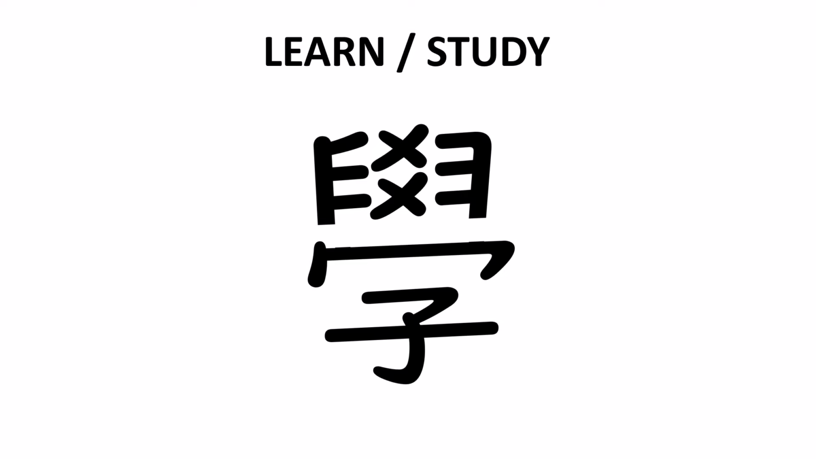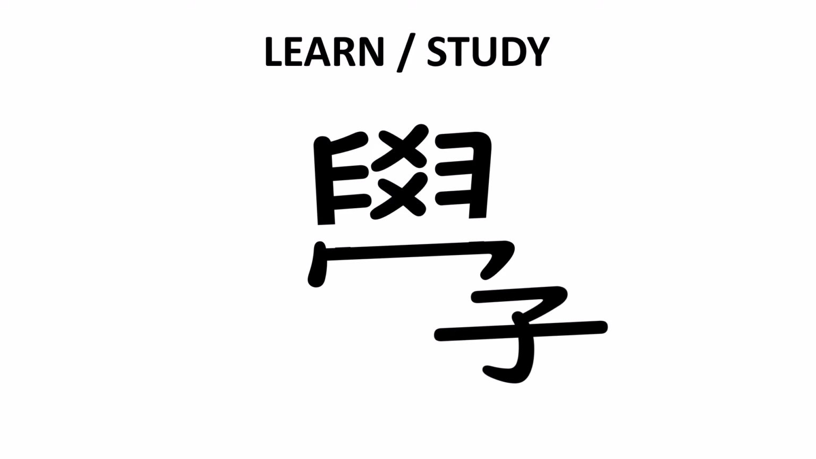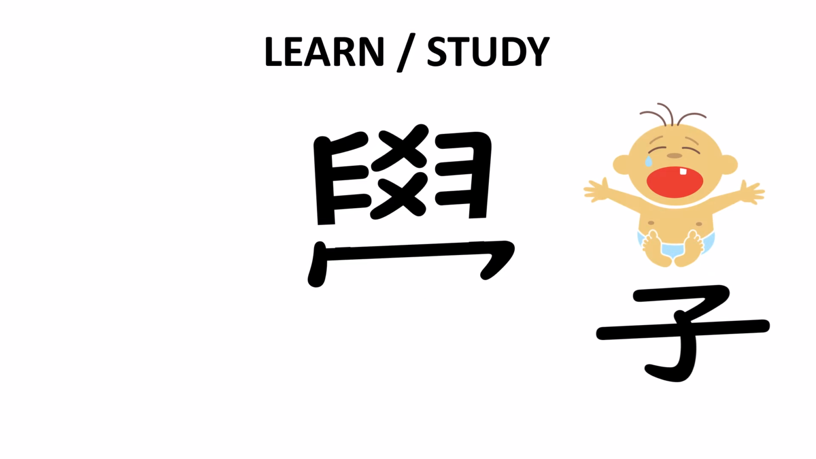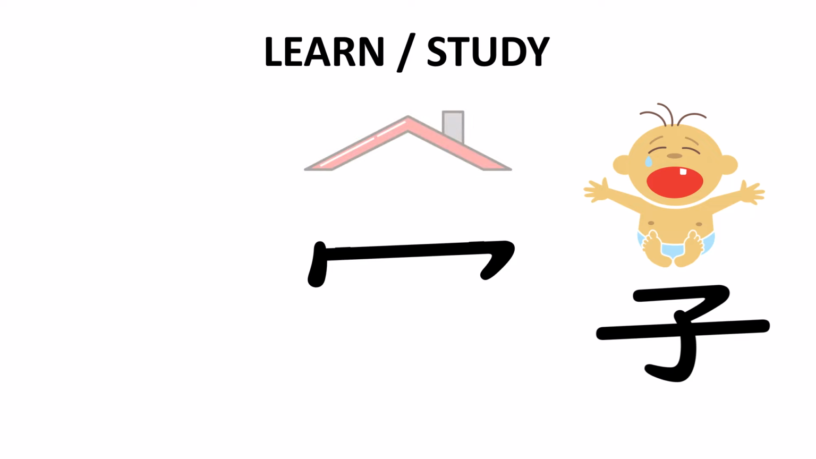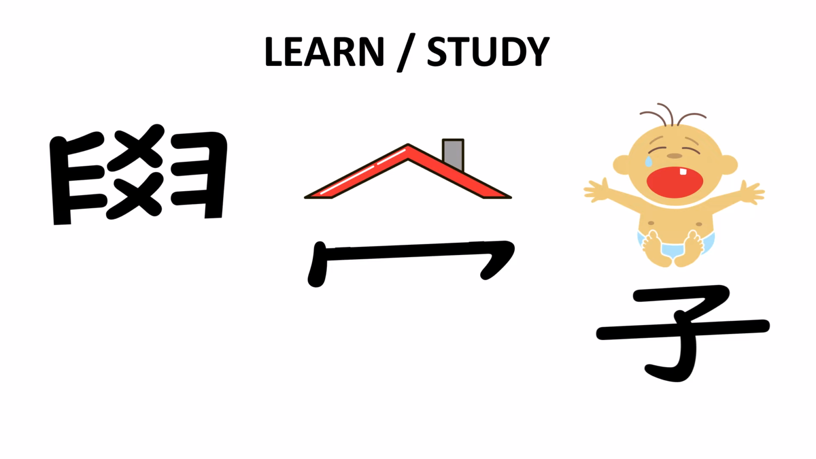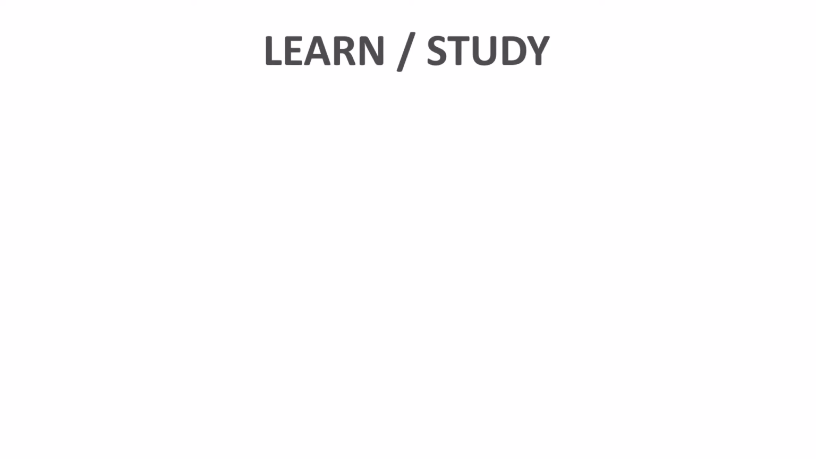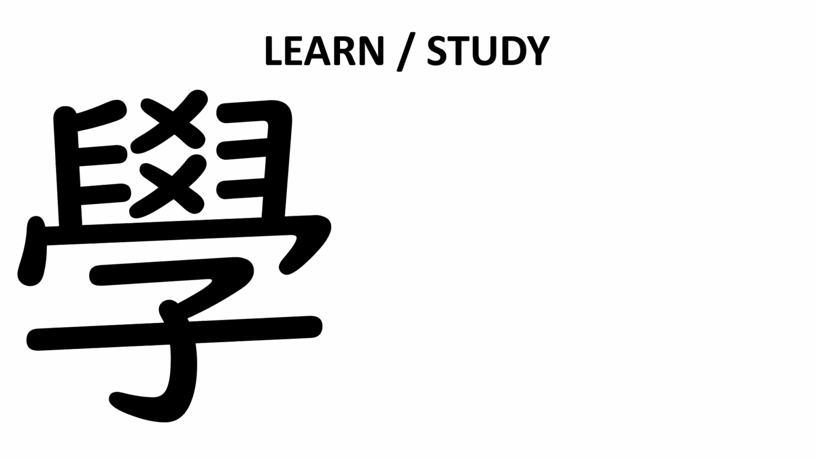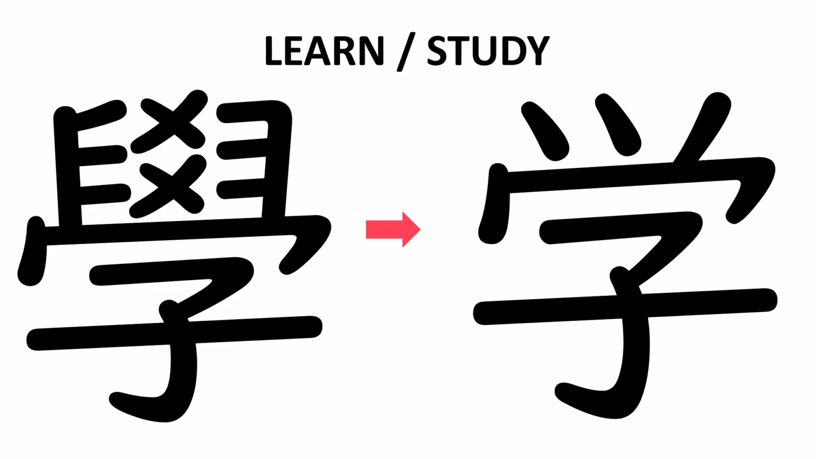This character was divided into 3 parts. The bottom is the radical for child, the middle represented a roof, and finally the top represented 2 hands mingling. As time passed by, to facilitate the writing of this character, it got simplified into the version we know today.